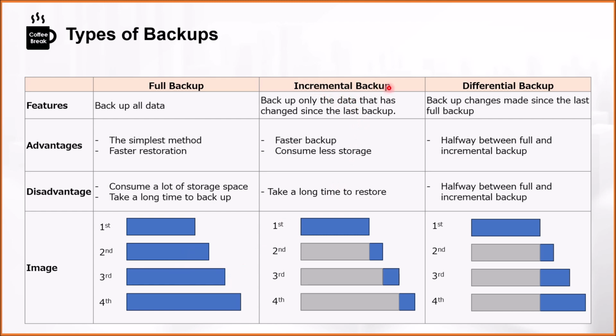Incremental backups back up only the data that has changed since the last backup. The backups are faster and consume less storage. On the other hand, when restoring, each backup must be combined, which makes the restoration time-consuming. And the differential backup backs up changes made since the last full backup. This method has a restore time and storage consumption that is halfway between the full backup and the incremental backup. An image of the differential backup is shown in this image.